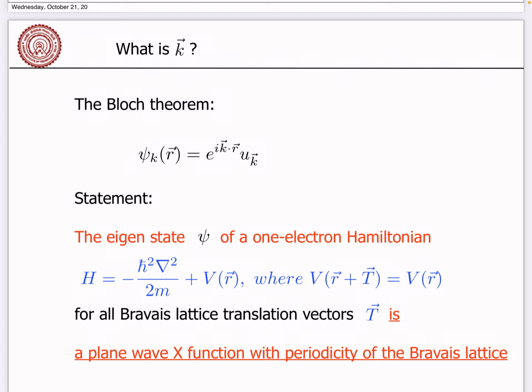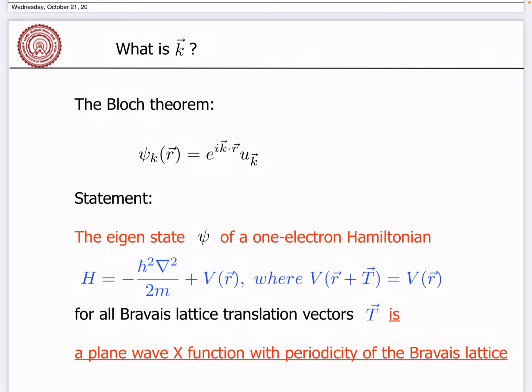The Hamiltonian is given by the kinetic energy and the potential energy, and this potential energy has the periodicity of the lattice. So I am writing it in general V(r + T), where T is the translation vector for the Bravais lattice. V(r + T) equals V(r), so that represents the periodicity of the lattice.